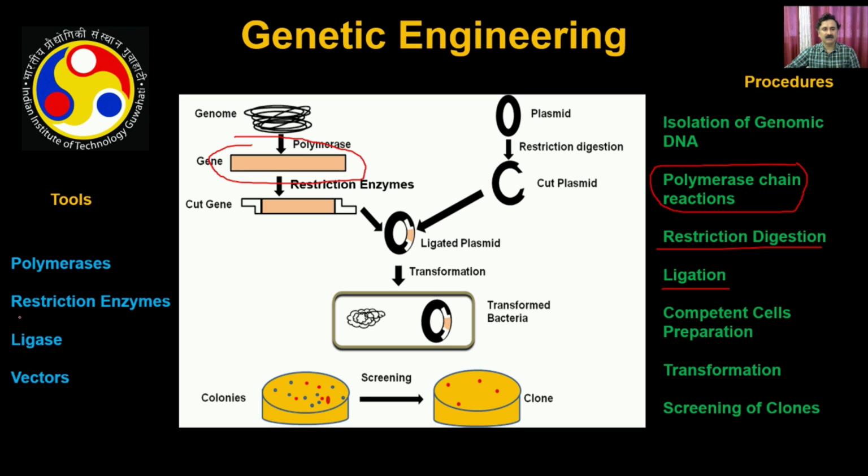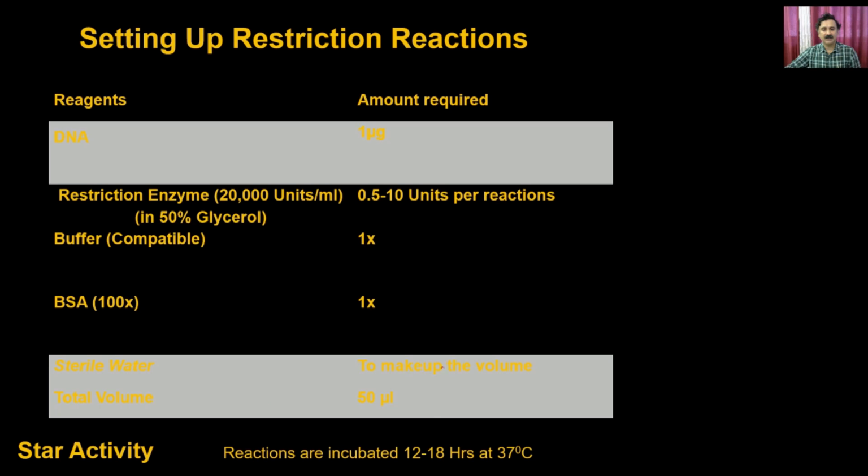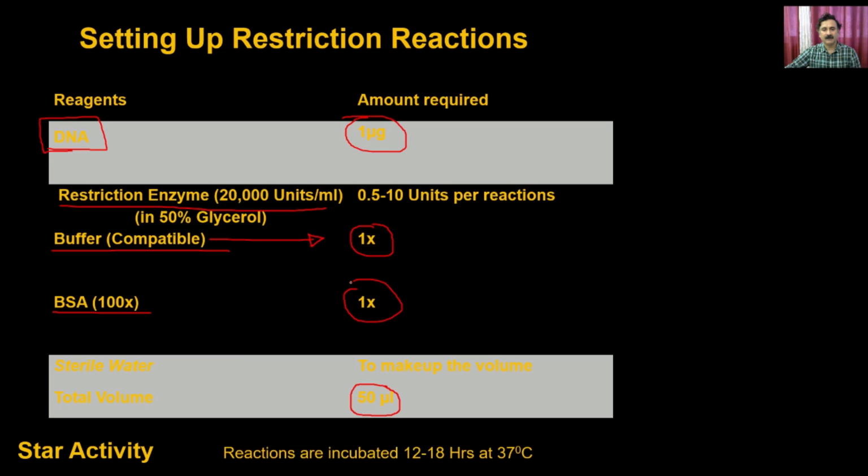If you recall, when we were discussing restriction enzymes and ligase, we discussed restriction enzymes in detail. So today we will only briefly discuss how to set up restriction digestion and ligation reactions. Restriction digestions, as we discussed, should be in a large volume, like 50 microliter. You take the amplified DNA, about 1 microgram. Then you put the restriction enzymes, one enzyme for a single digestion or both enzymes for a double digestion. Then you use the buffer where the enzyme is active, the BSA, and water, and the final volume should be 50 microliter.